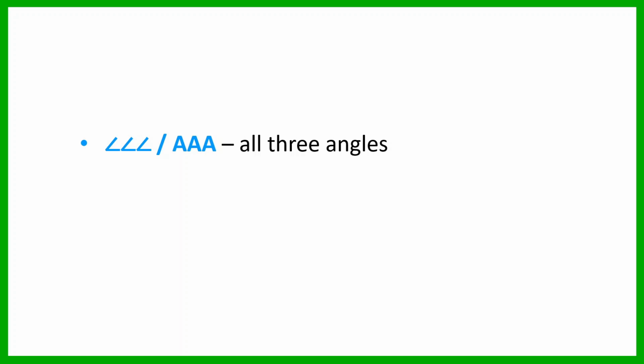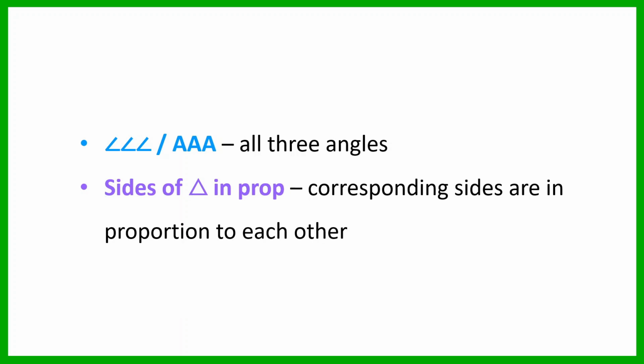They just need to be the same shape. So as long as you can prove that all three angles are the same as each other in the two triangles, then you can prove that the two triangles are similar. Another way of proving the two triangles are similar is to use the proportion of the sides. So to prove that the corresponding sides in the two triangles are in proportion to each other.